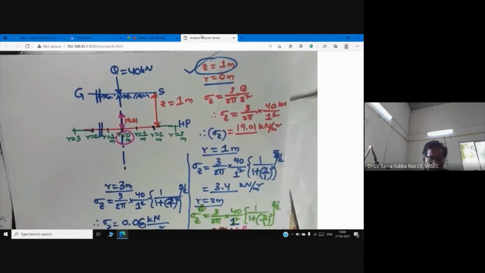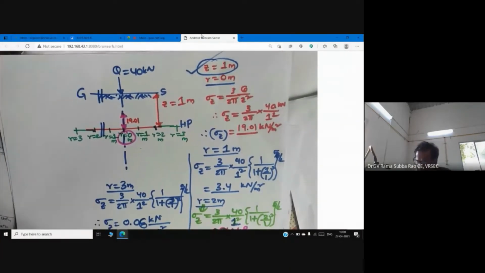Okay, we are going to plot the diagram now, the influence diagram. Let us draw the influence diagram. Why waste any more time?